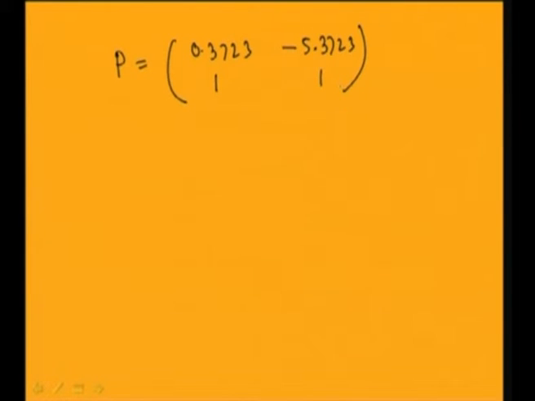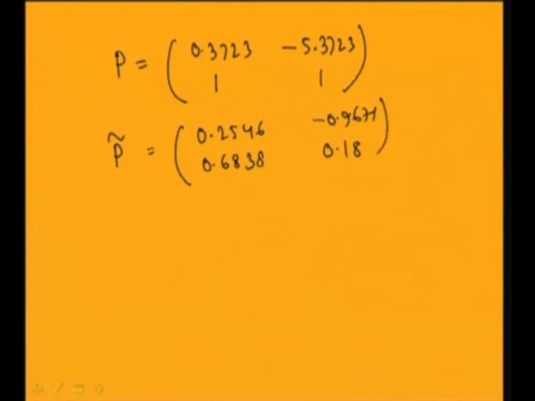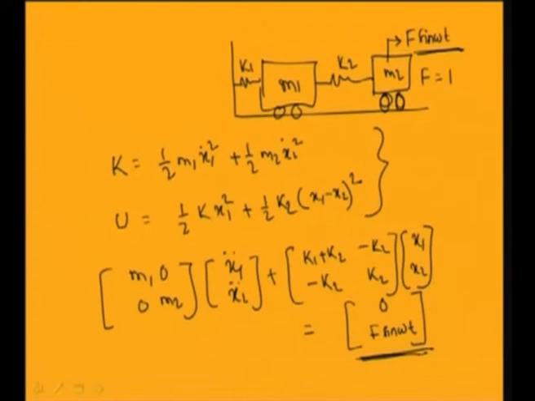So by using the modal matrix or weighted modal matrix also you can take. So already you have found the weighted modal matrix, this is equal to 0.2546, 0.6838, minus 0.9671 and this becomes 0.18. So either you can use this modal matrix or this weighted modal matrix to reduce this previous equation to a set of uncoupled equations.